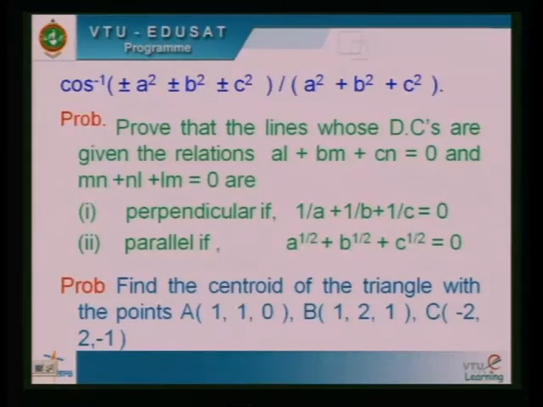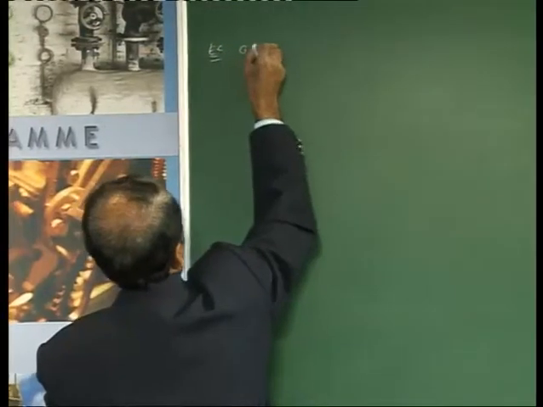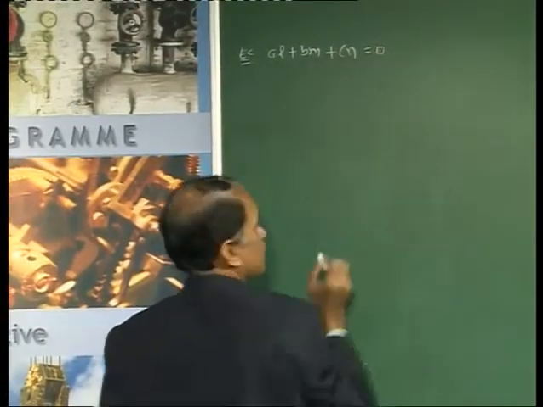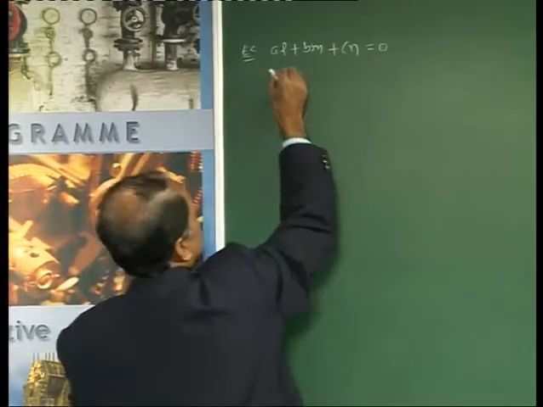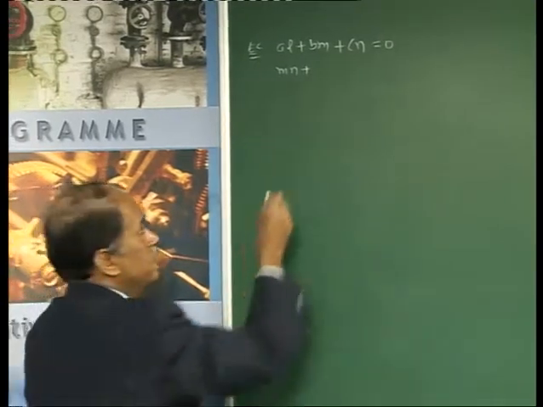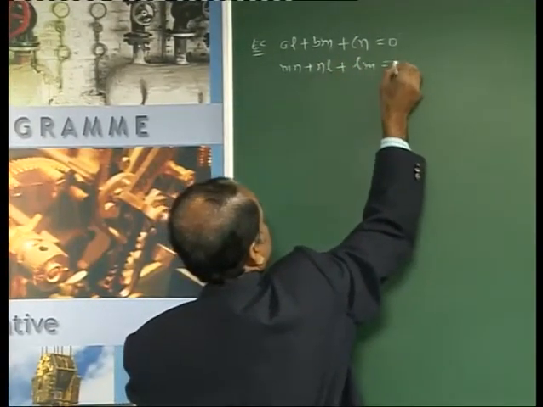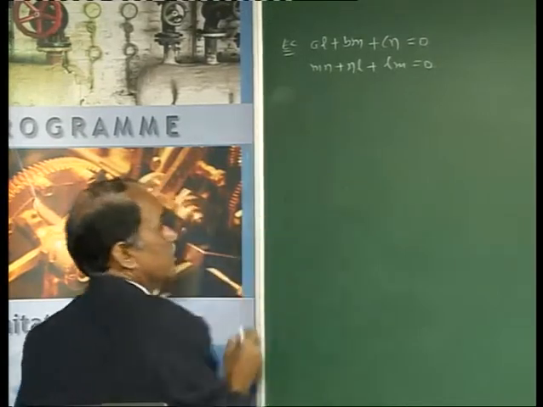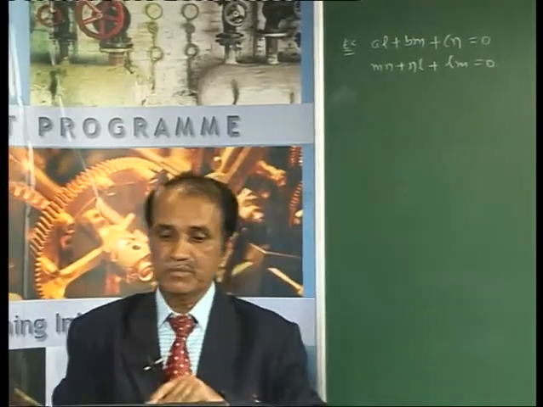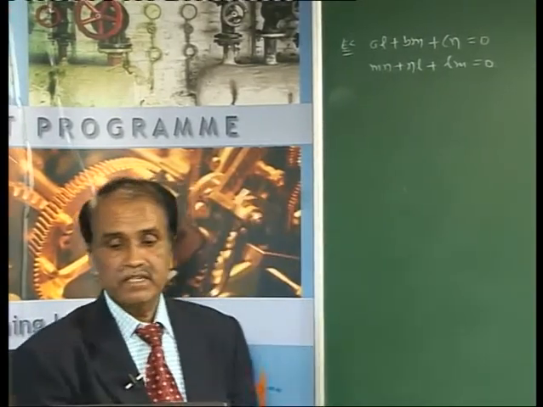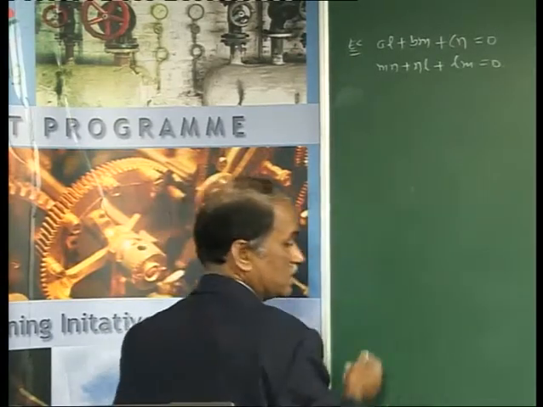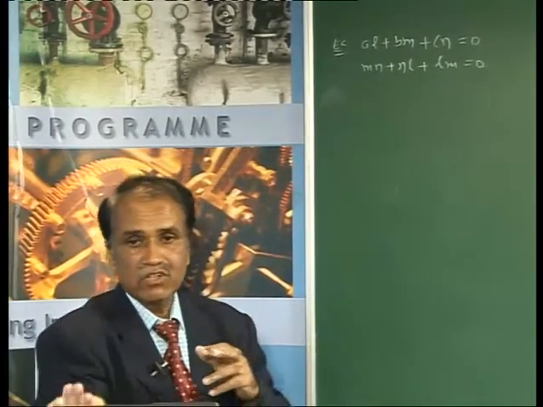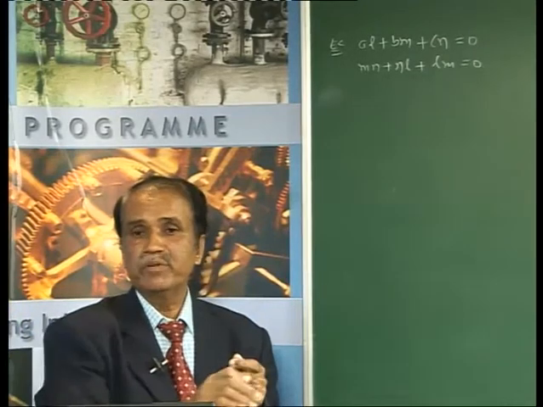The first relation is AL plus BM plus CN is equal to 0, and one more is MN plus NL plus LM is equal to 0. Now I will take one of the three values from the first equation, then substitute it in the next equation. As in the previous problem, for simplicity generally in successive order the last symbol will be expressed in terms of the previous symbols.